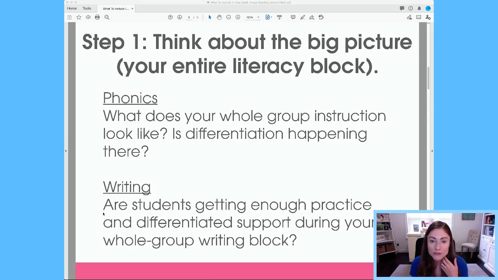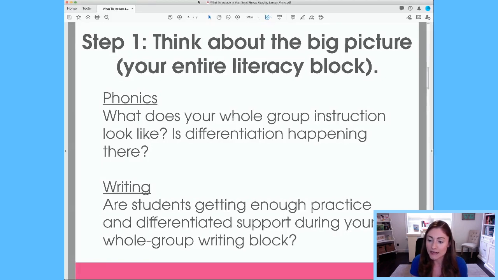Another thing that you might want to try to fit into small group is writing. However, you may have a separate writing block. I hope that you have a separate writing block. So my questions for you there are just, are students getting enough practice and differentiated support during your whole group writing block? Maybe they're even doing some sentence writing like dictation during phonics. So you may have a lot of really good writing stuff going on already. And if that's the case, I wouldn't feel pressured to try to include a lot of writing in small group. Now that doesn't mean that you can't include it, right? But again, we're thinking about not just small group, but what's happening in the big picture.